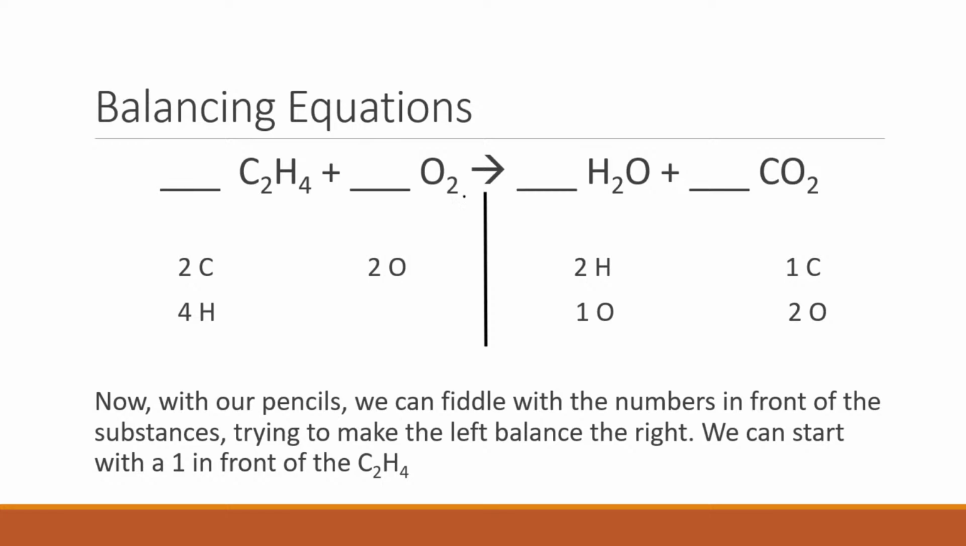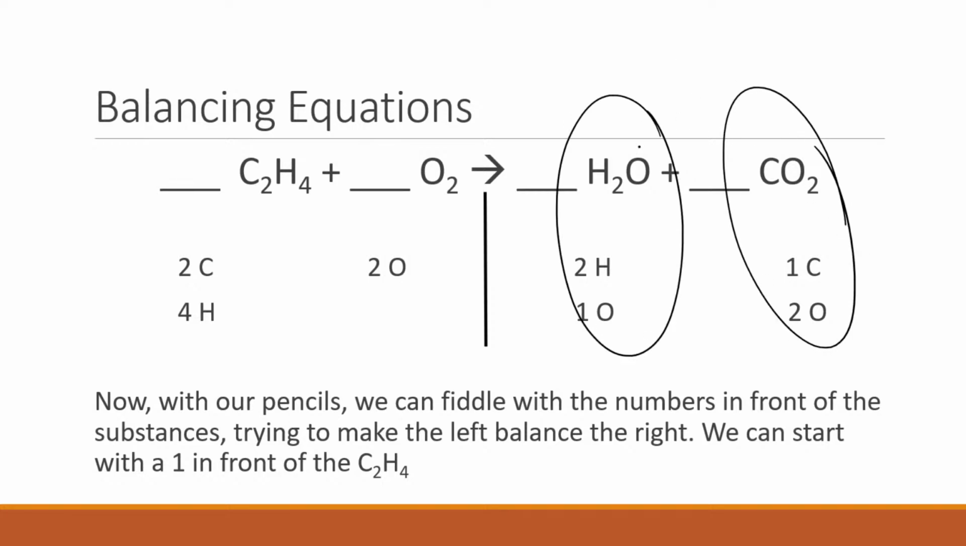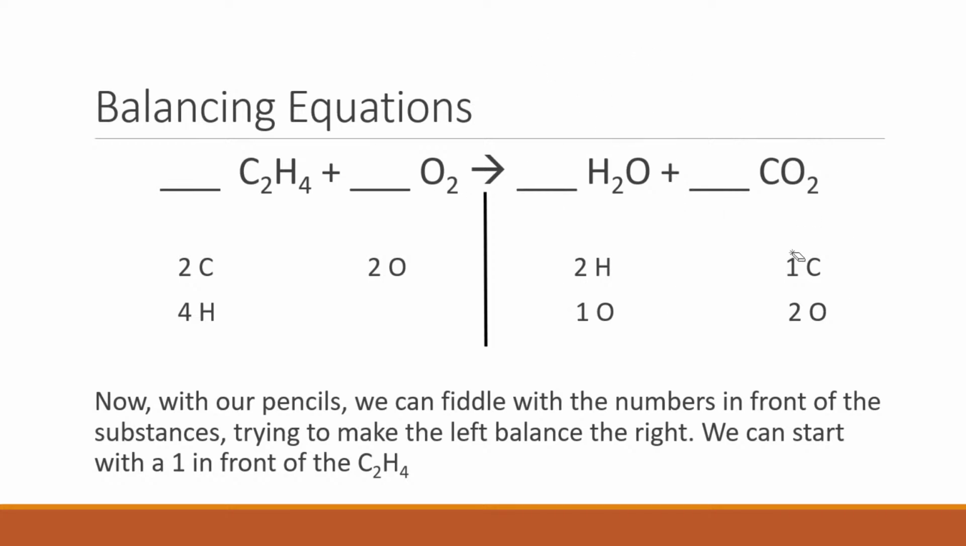And now we can start putting coefficients in and seeing how that's going to change our equation. The thing that is going to save you the most time, the most efficient way of balancing an equation, is finding the biggest molecule and putting a 1 in front of it. In this case, it's my C2H4.